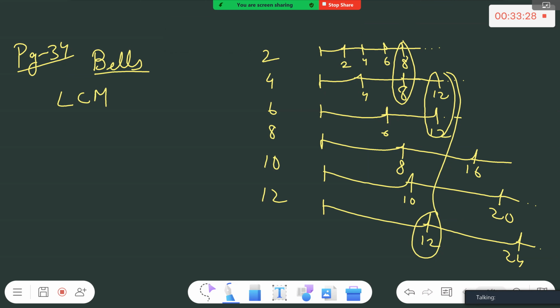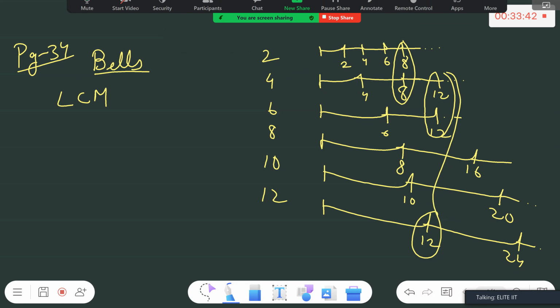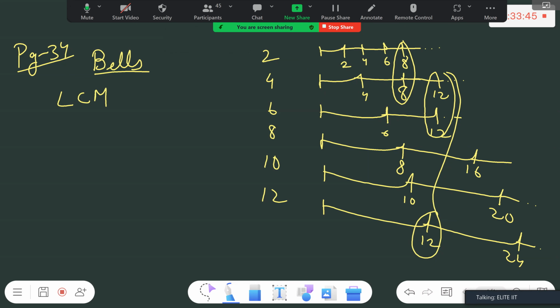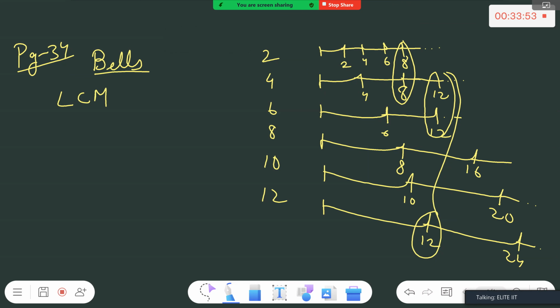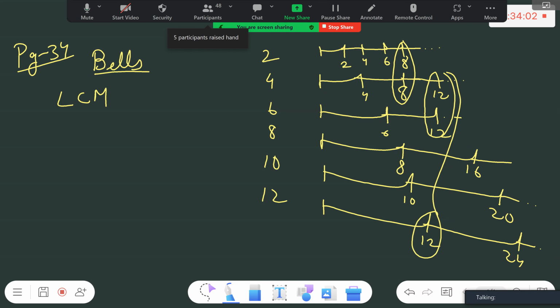Now let us look at the board. So to find after what time they will all ring together for the first time, when all of their times will match for the first time. Are you able to understand? Why LCM? So that we can find after what time will all the times match. That is why we will find the LCM, the lowest common multiple, the least common multiple of all these times.